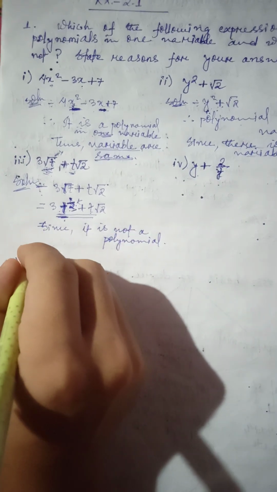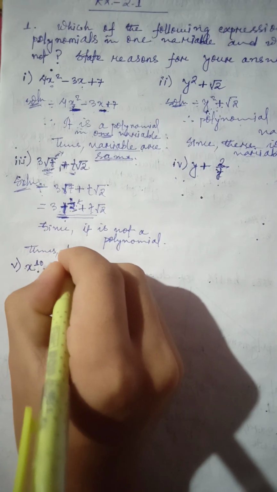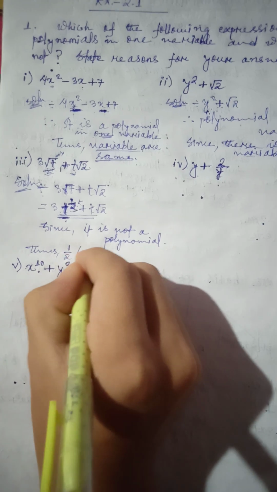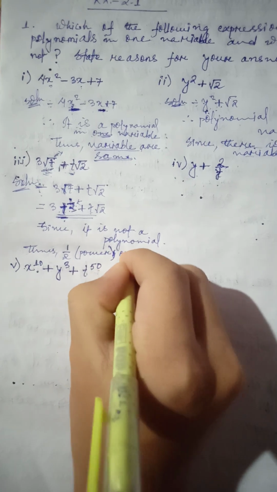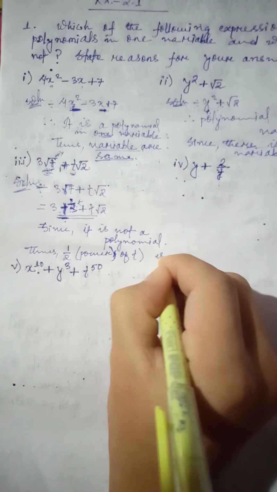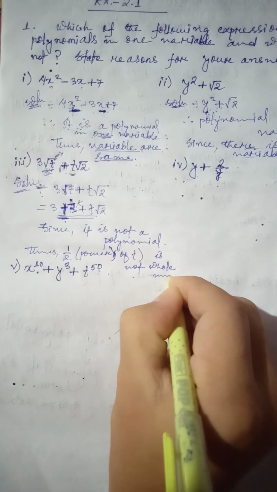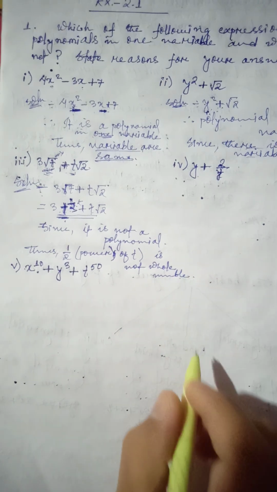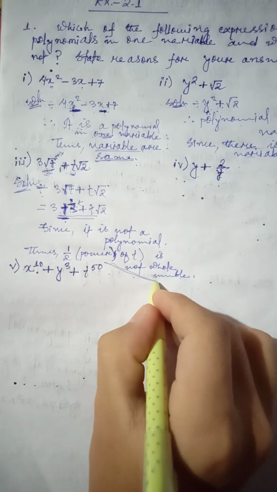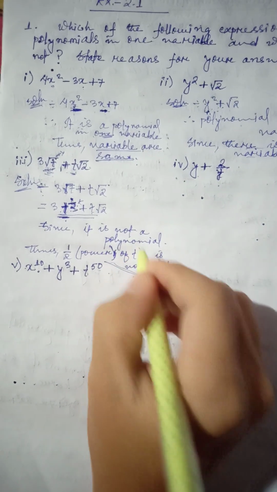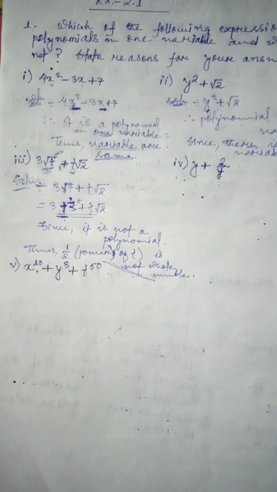You write it: thus 1 by 2, that is the power of t, is not a whole number. In order to be a polynomial, the power of the variable should be a whole number. So this is the condition, or the reason why this given expression is not a polynomial.